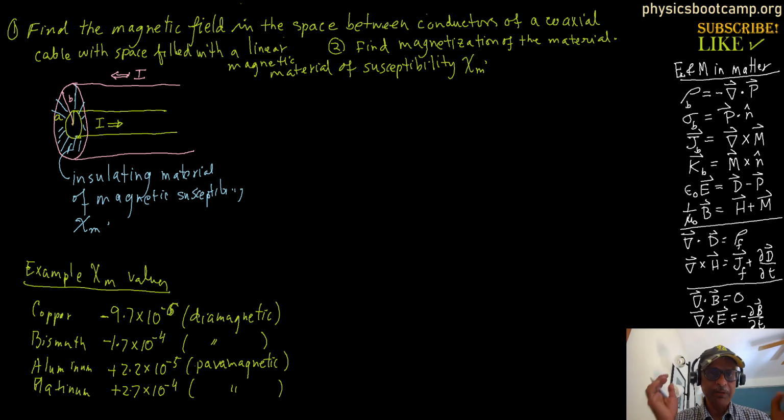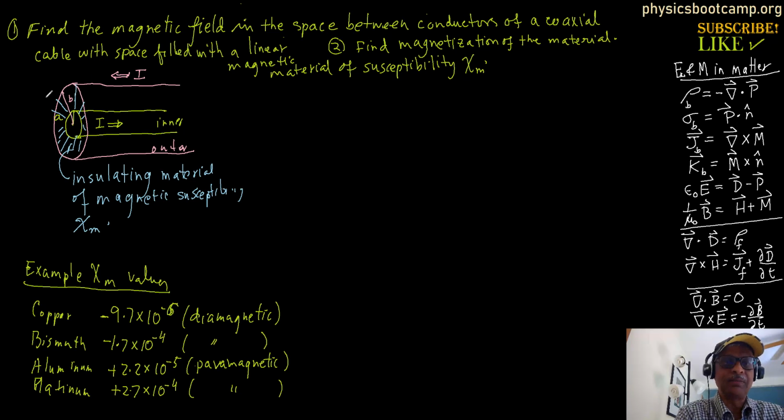Hello there. Welcome to a problem session, another problem session in magnetic field in matter. This is a very classic problem where you have a very long cable. You have an inner conductor and an outer conductor. Current goes one way in the inner conductor and then comes back in the outer one.